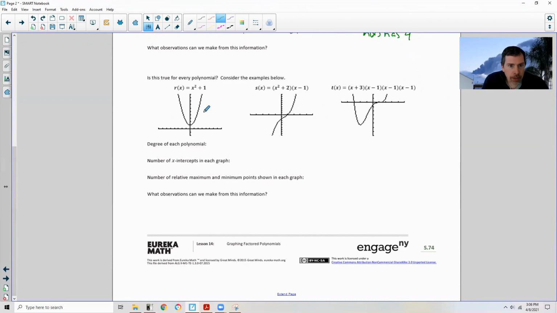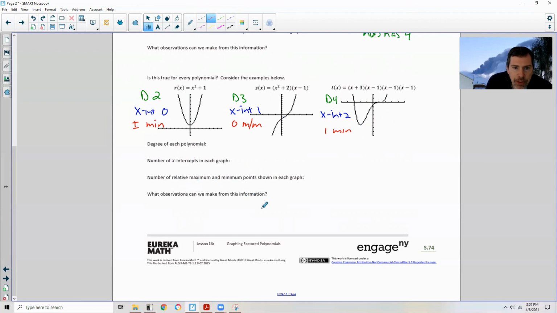Consider the examples below. R equals x squared plus 1, degree of each polynomial. So this is degree 2. This polynomial has a degree of 3, and this polynomial has 1, 2, 3, 4 factors, so that's a degree 4. Okay, number of x-intercepts in each graph: 0, 1, 2. Number of relative max and mins shown in each graph. Okay, I'll do that in red. This one, 1 min. This one, 0 maxes or mins. And this one, 1 min.